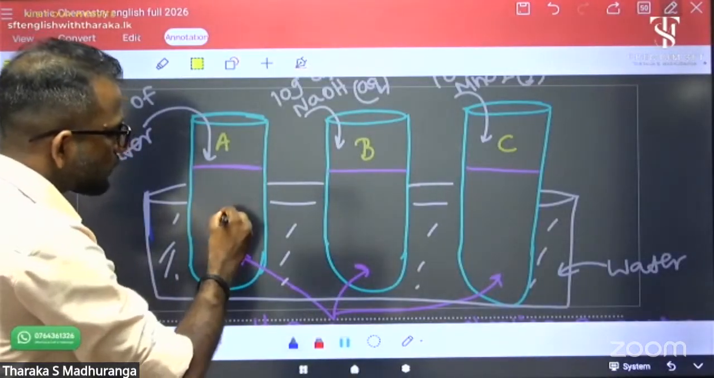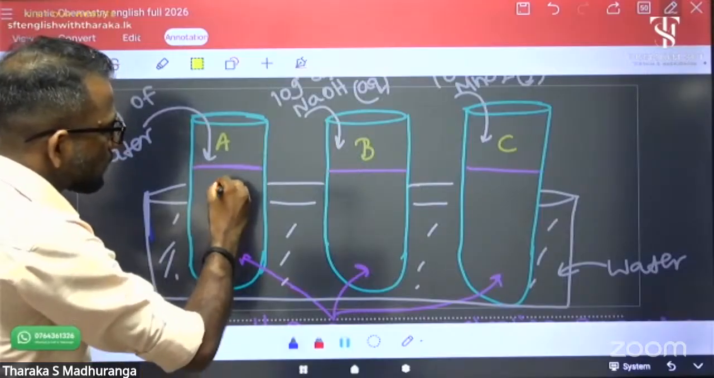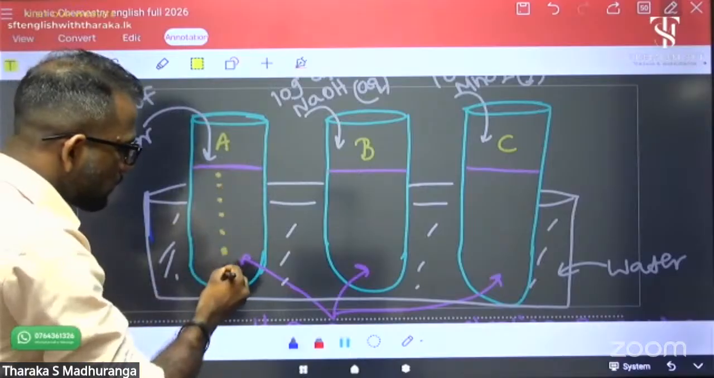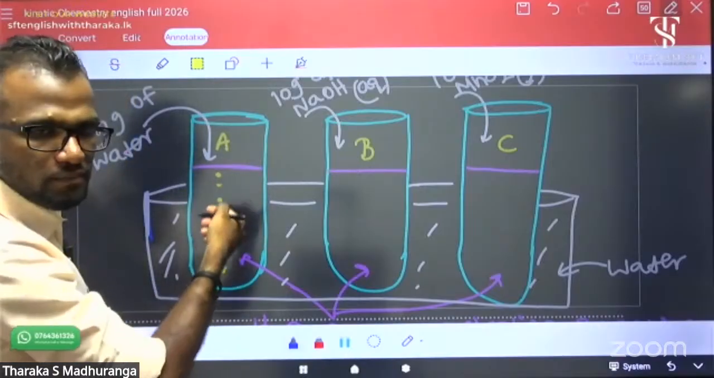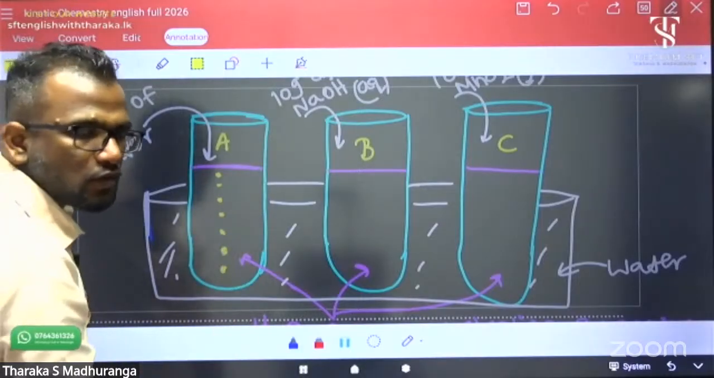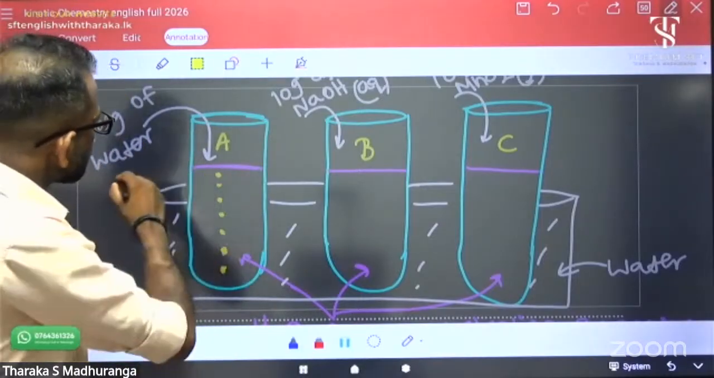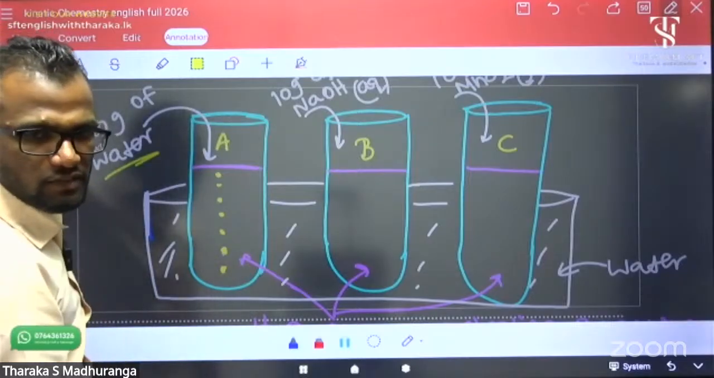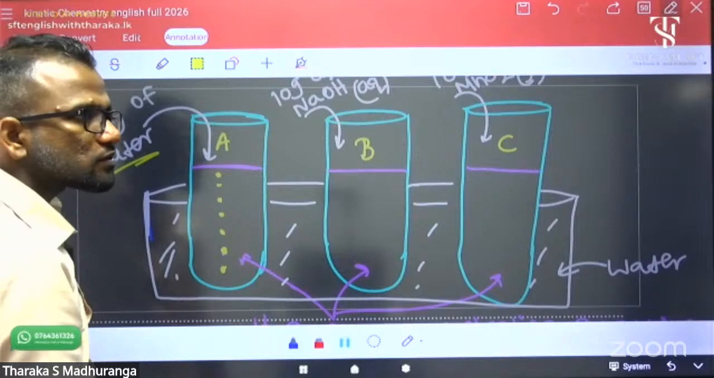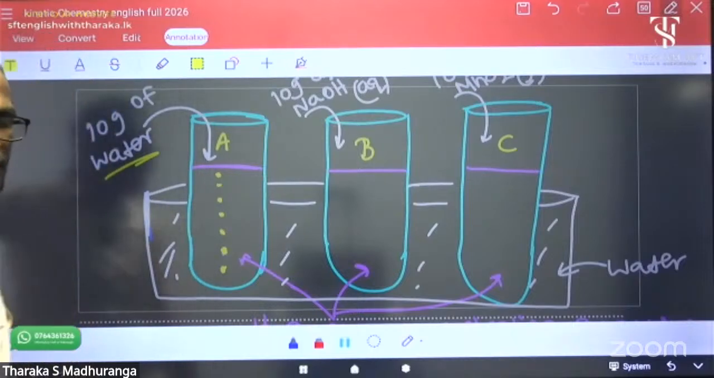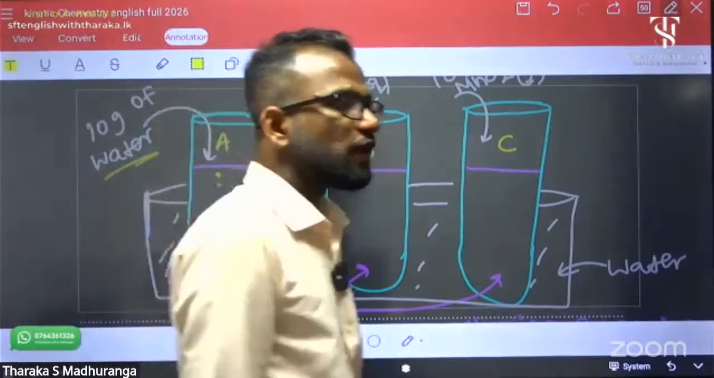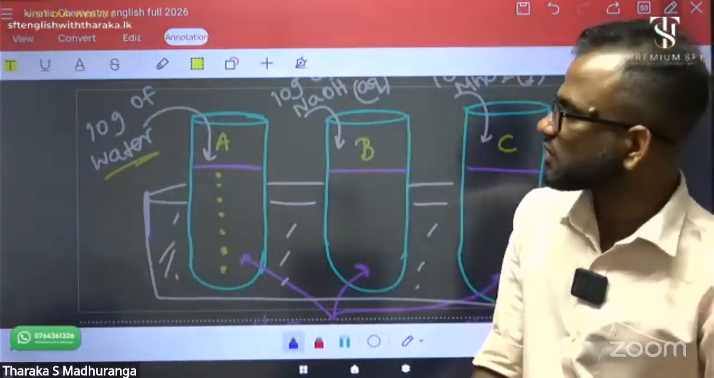Okay, first the A test tube. You can see a very normal rate of oxygen release, slowly releasing oxygen. Then what's the purpose of adding water? Is it a catalyst or not? No, water is not a catalyst. Then what's the purpose of adding water into the first test tube?